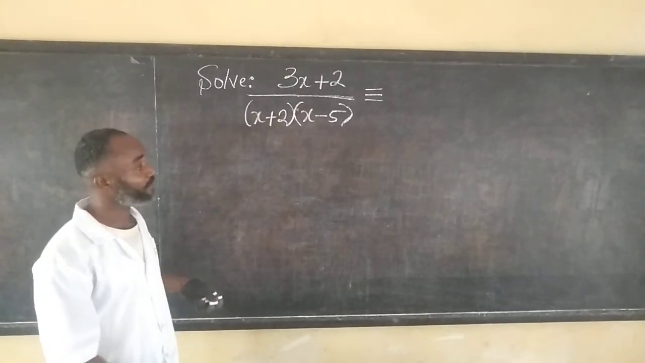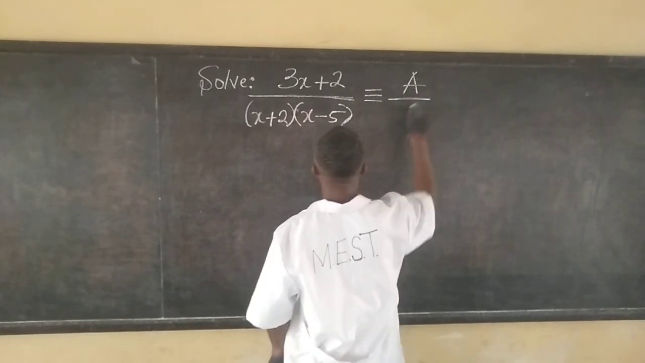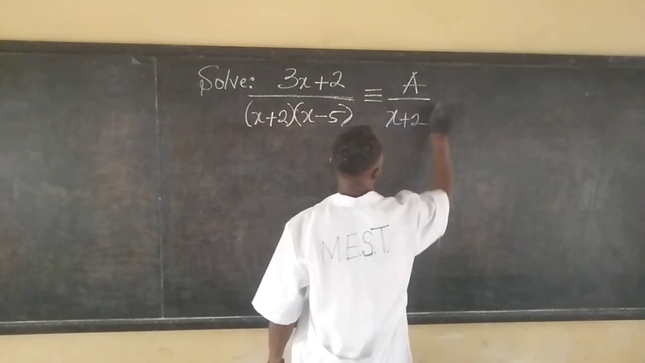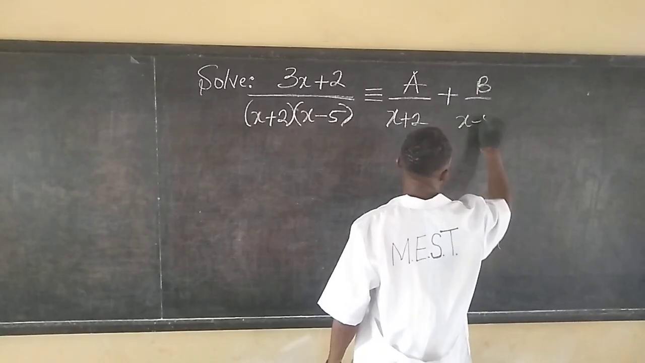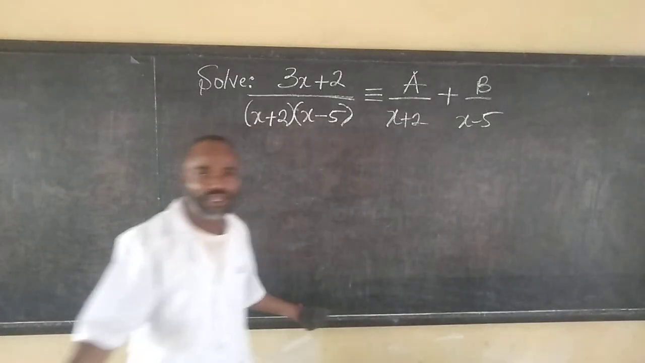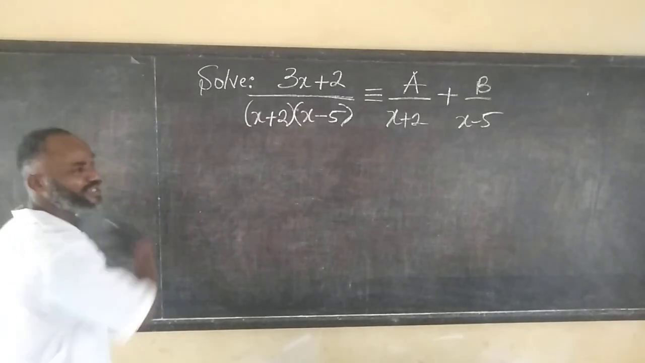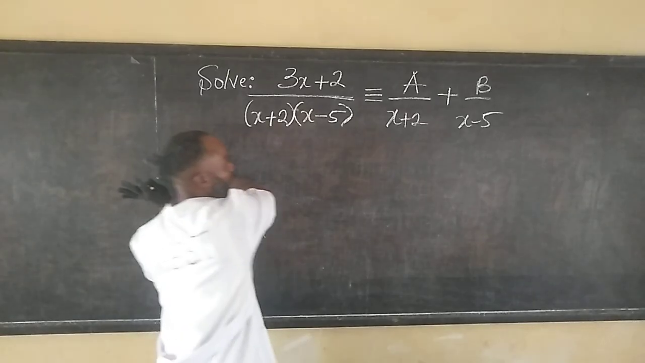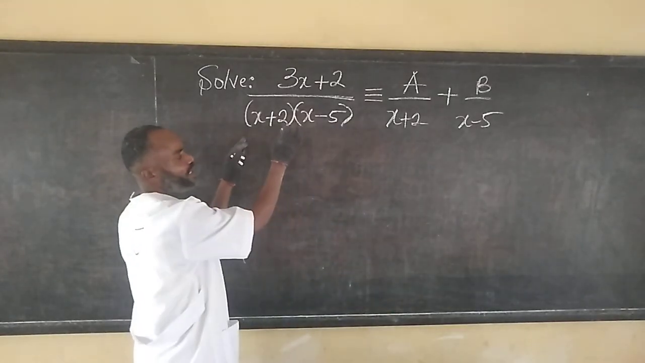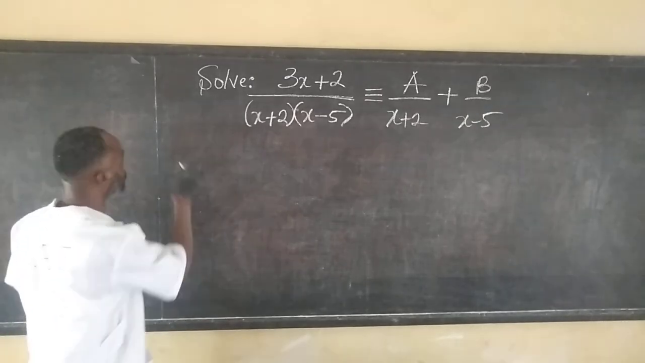Let's see, we can see that this is A all over x plus 2, and this is B all over x minus 5. We make things very easy for ourselves. And what happens next? Clear out. Just clear out. Okay, multiply both sides using the what? The denominator. Let's go without wasting time.